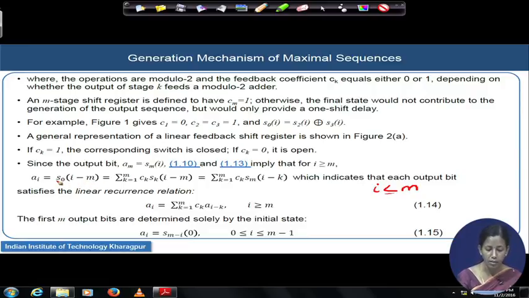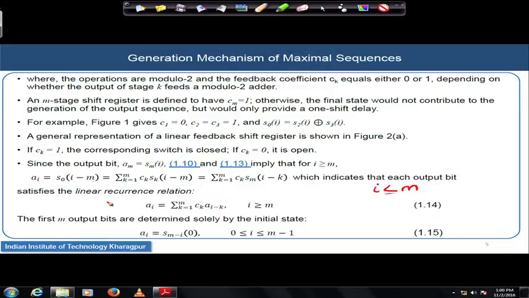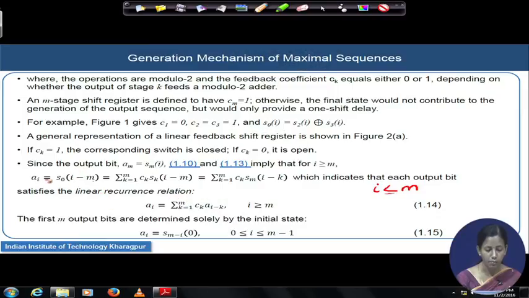So, at the first clock pulse, the initial value of the last stage will come out. At the second clock pulse, the last but one stage's initial value will come out, and like that it will go on till i reaches M. Then the initial value of the first stage will come out. If I utilize this concept, then for i less than or equal to M, A_i will always be S_0(i minus M).